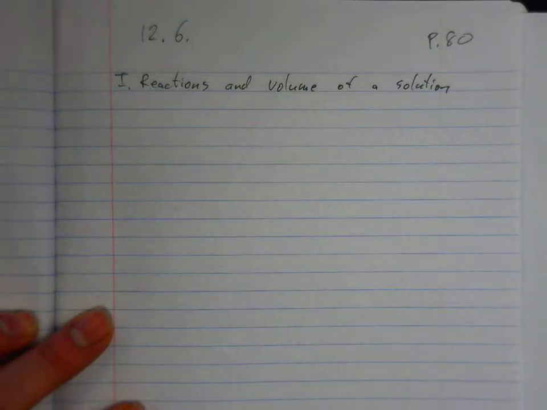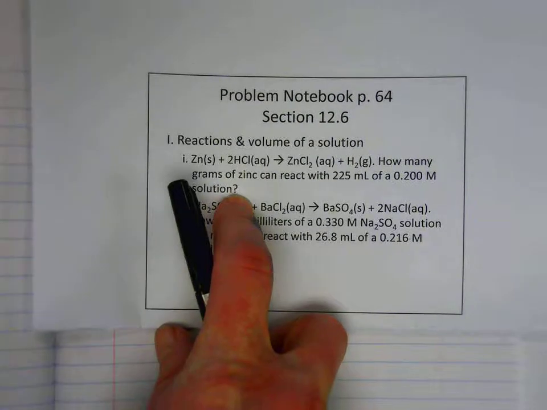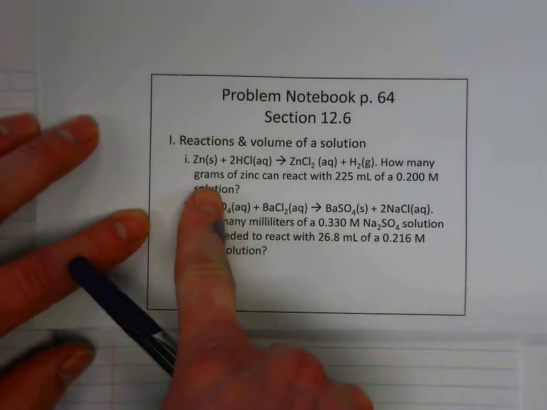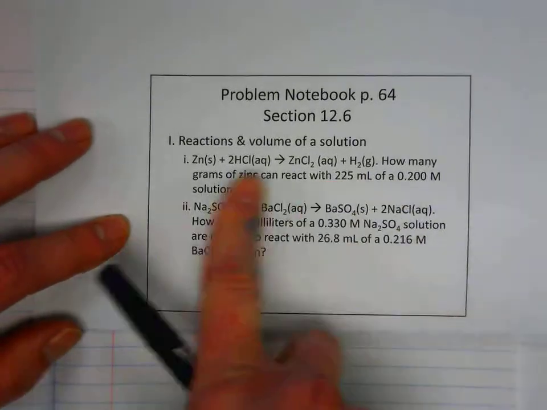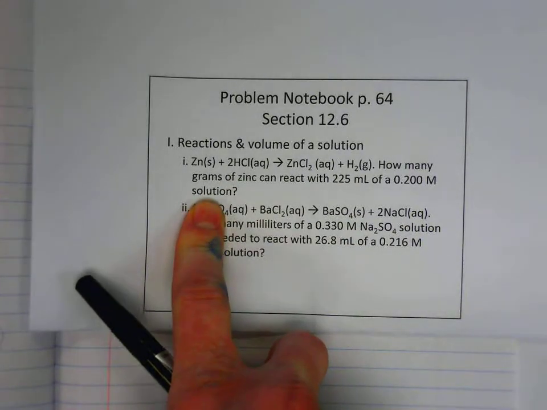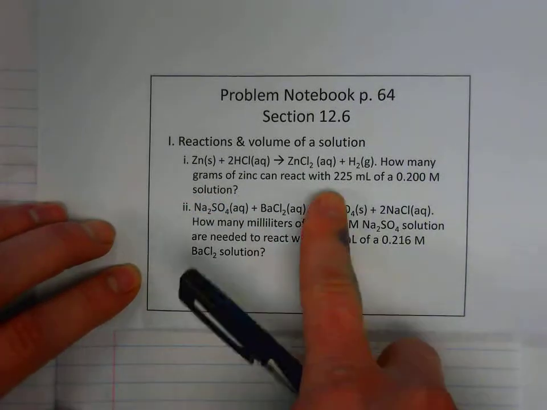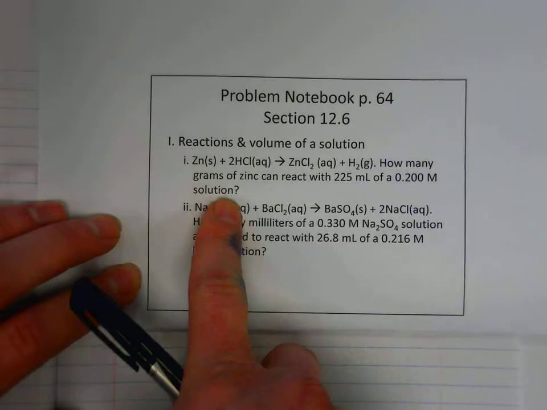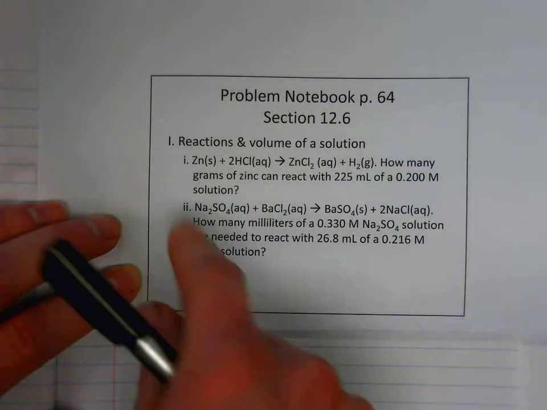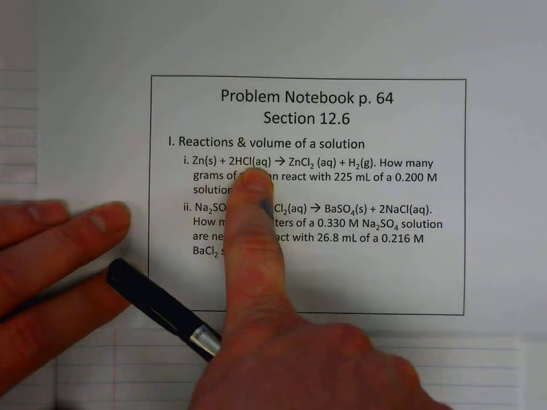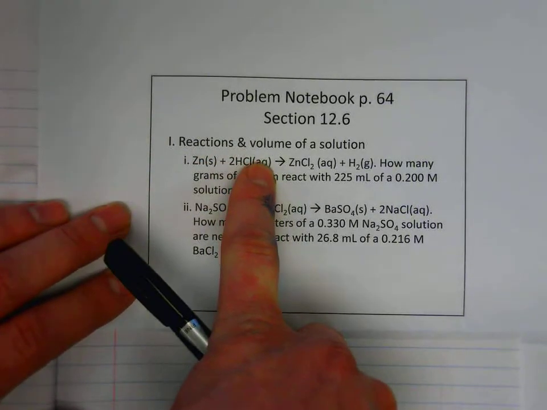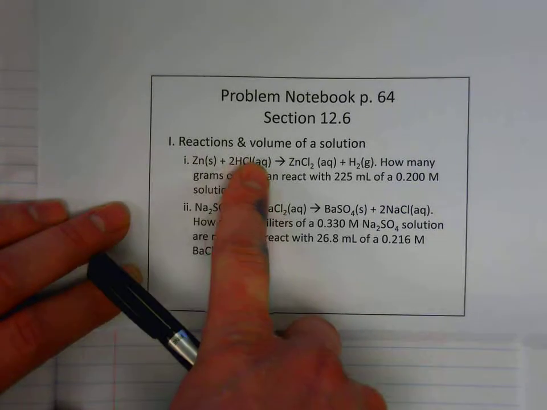So we have, and it says how many grams of zinc can react with 225 milliliters of a 0.2 molar solution. Now, we need to clarify a few things. It says 225 milliliters of a 0.2 molar solution. Which one is it talking about? Well, look at the context of the reaction. Zinc is a solid, hydrochloric acid, HCl, is a solution, it's aqueous. Look at those, the state of matter is very important. So we know that it has to be a solution, it can't be a solid.